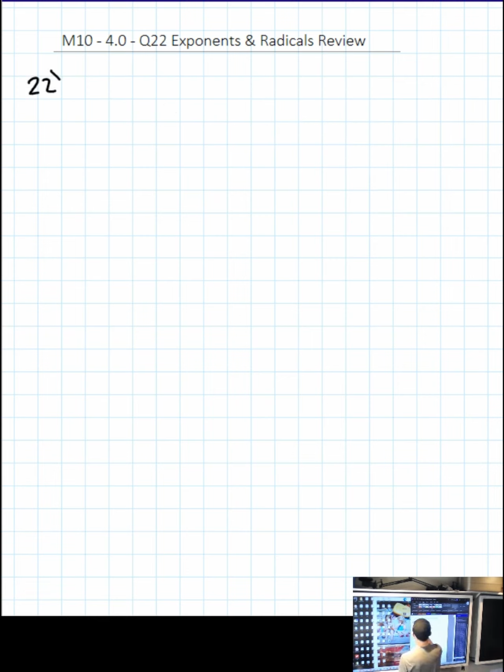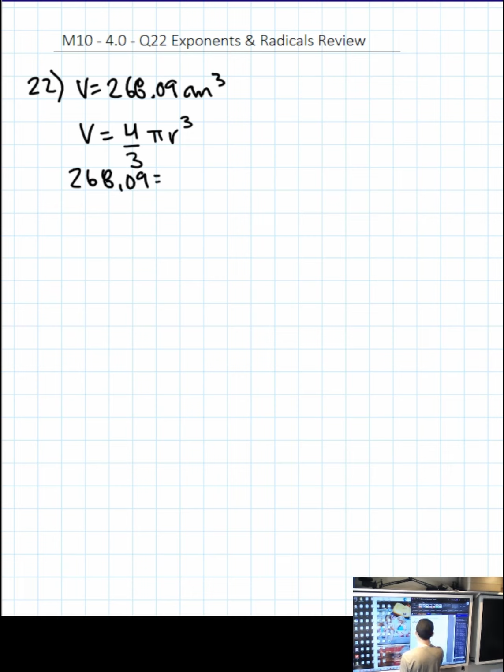Okay, 22. So, find the radius of a sphere given the following equation related to volume. So, we have given information, V equals 268.09 centimeters cubed. And we have a formula, V equals 4 over 3 pi r cubed. So we have the volume. We can substitute in the left-hand side of the equation. So 268.09 equals 4/3 pi r cubed. And we have to solve for r.